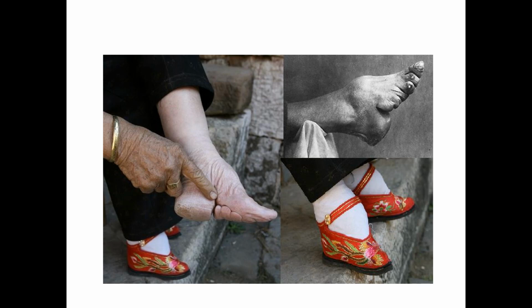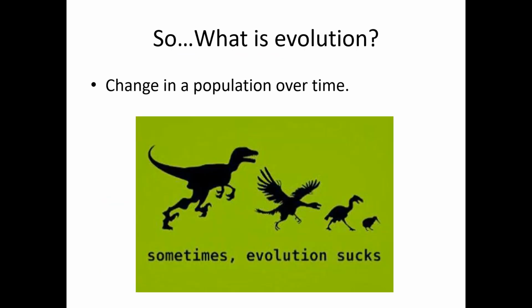You can't pass down acquired characteristics, but populations can change over time if the genes change over time. Okay. So what is evolution? It's just changing a population over time. We can see it in labs today with bacteria. We can see it in the fossil record as we look back billions of years. The oldest fossils are 3.5 billion years old. And so we've got a lot of time to see change in that population over time.